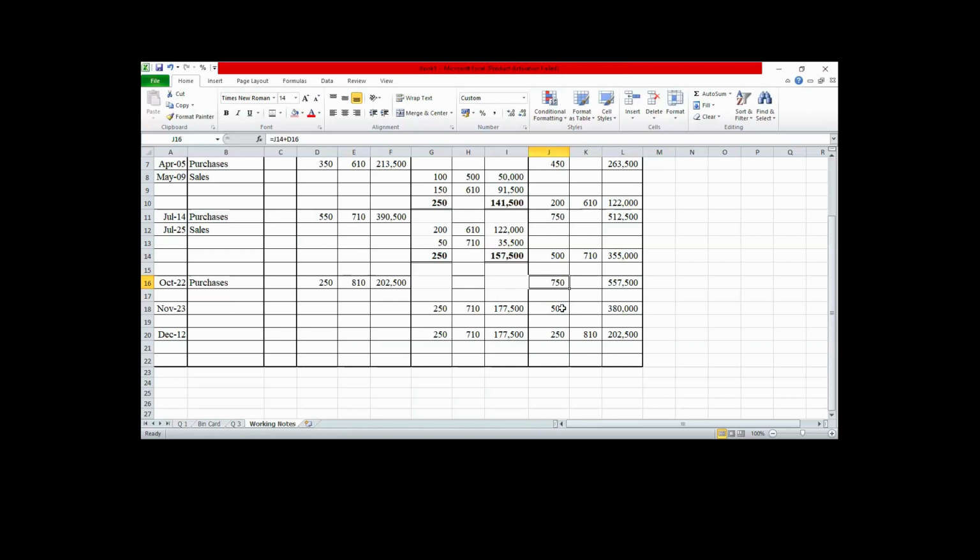You still have 500. What is the combination of your 500? The one of 250 at a rate of 800 and another 250 at a rate of 750. The remaining 250 at a rate of 710 must go out before you can issue out the one of 250 at a rate of 810. Okay. You need to take your time to study it.